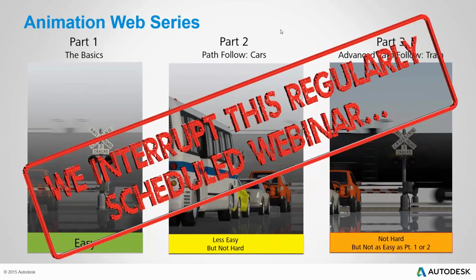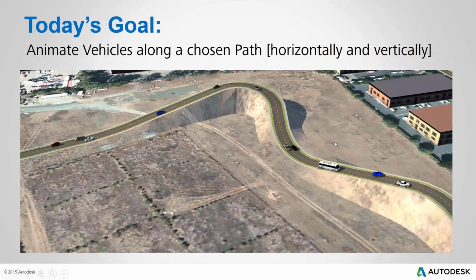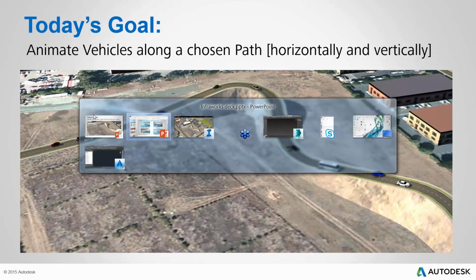Today our goal is to animate vehicles along a chosen path. We want the vehicles that we place in the product to follow the horizontal and vertical curves. With that, I'm going to jump right into InfraWorks.